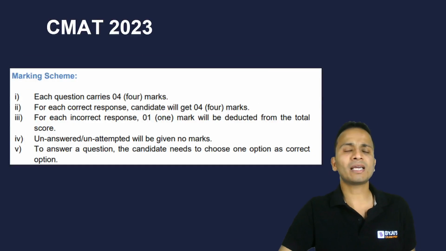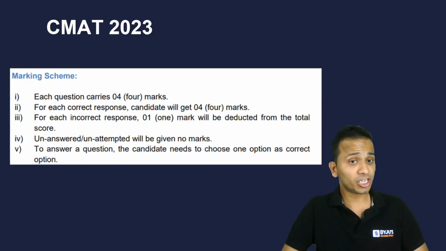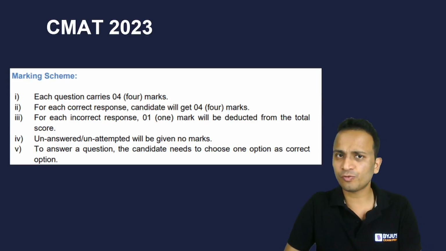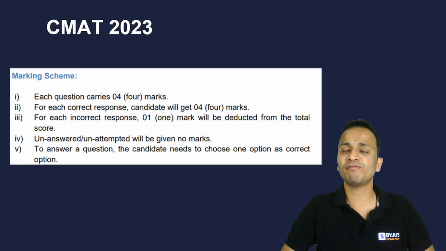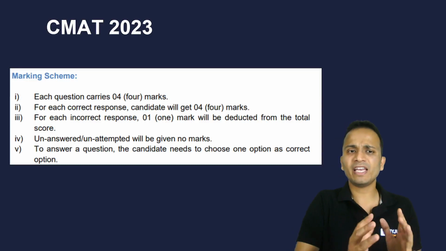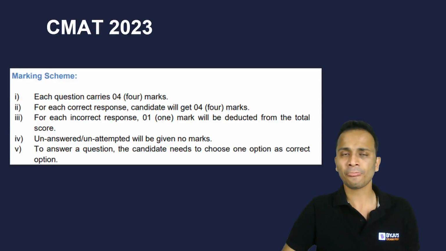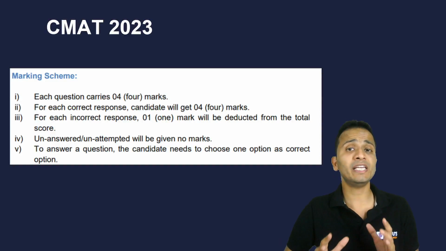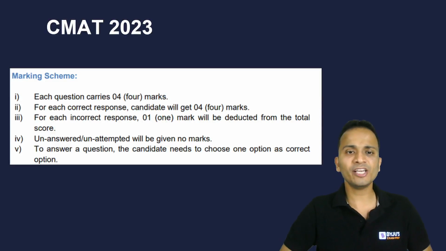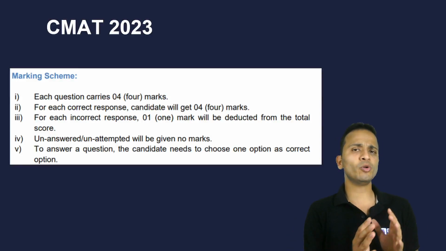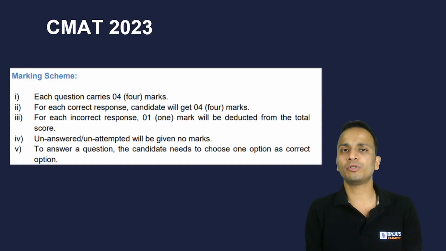Now, talking about the marking scheme, there are a total of 100 questions and every question has a weightage of 4 marks. Each correct answer will fetch you plus 4, but there is also negative marking, unlike the MHCT examination. Any incorrect response will attract a negative marking of 1. Any unanswered or unattempted question will not be given any marks, and there will not be any negative marking for that also. To answer any question, you need to select only one option; only one option will be correct, not more than one.